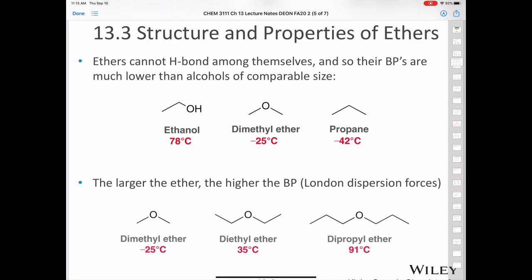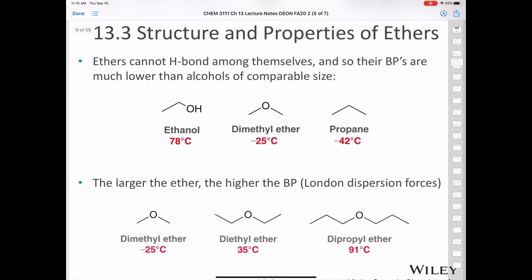This is just rehashing what I just said, in that ethers cannot hydrogen bond amongst themselves, and so their boiling points are going to be much lower than alcohols of comparable size. If we look at these compounds here, ethanol, dimethyl ether, and propane, they all have similar molar masses, but you can see that the boiling point of ethanol is much higher than that of dimethyl ether, and that of dimethyl ether is higher than that of propane.